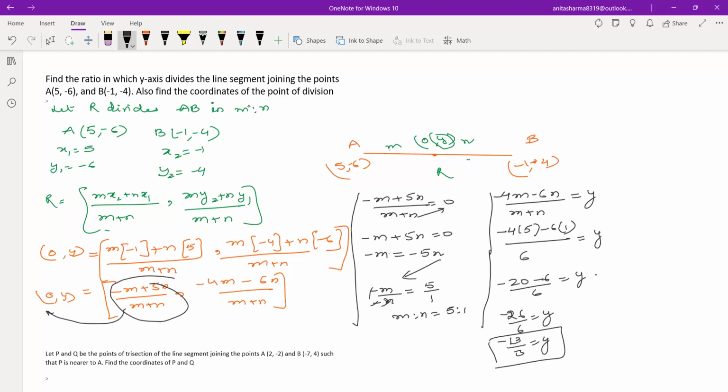Okay, beta. Understood? Yes, ma'am. Please note this. This type of questions are quite important. Instead of the y-axis, it can be asked that it is divided by the x-axis only.